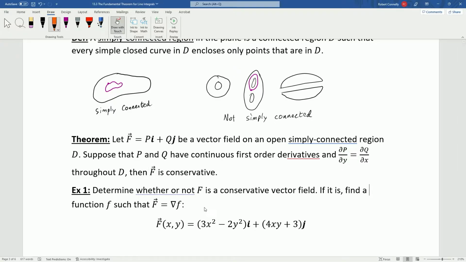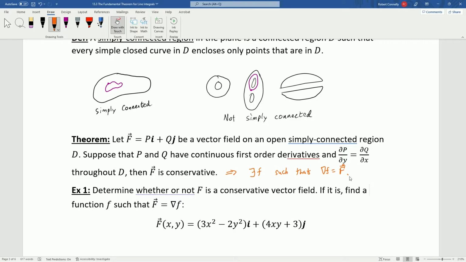What's the next conclusion? It's not part of this theorem, so this is the big thing. F is on an open, simply connected region, and P and Q, each component, has continuous first-order derivatives, and the derivative of P with respect to y is equal to the derivative of Q with respect to x, so F is conservative. What does that mean? If F is conservative, that implies there exists a function little f such that the gradient of f equals this vector field F. All right, so this is the key that ties it all together.